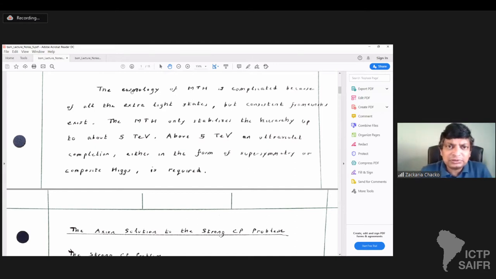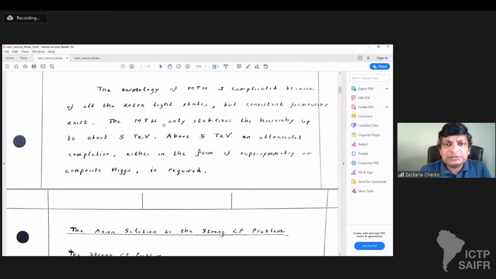Okay. Now, the cosmology of mirror twin Higgs is complicated, because now you have all these extra light particles and they could mess up cosmology. But consistent frameworks do exist. And in some of these frameworks, things like the mirror neutron can be the dark matter, right?